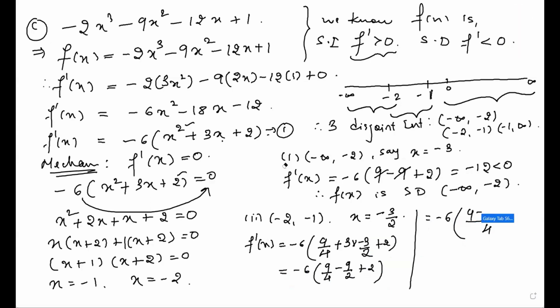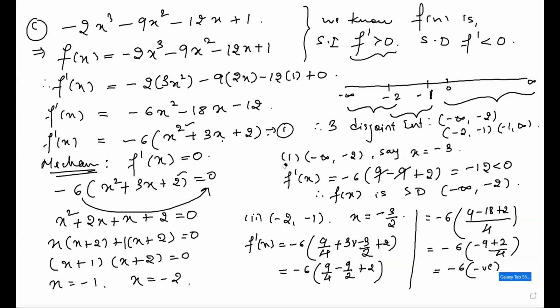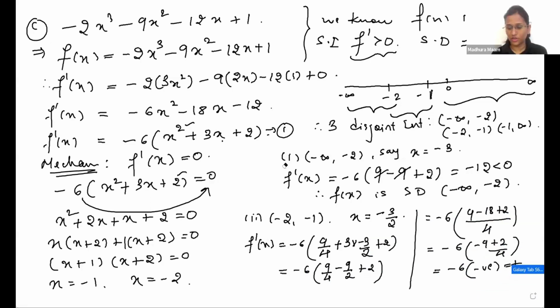Yes, ma'am. So this is 18 plus 2. So this is minus 6. This is minus 9 plus 2. So this term comes to be negative, right? Yes, ma'am. So negative becomes positive. So this is greater than 0. So what happens? The function f of x is strictly increasing in which interval?